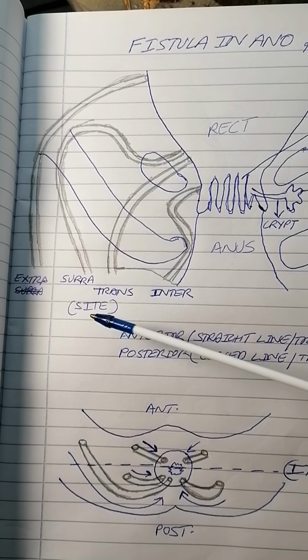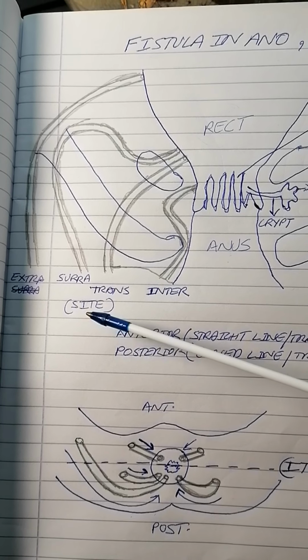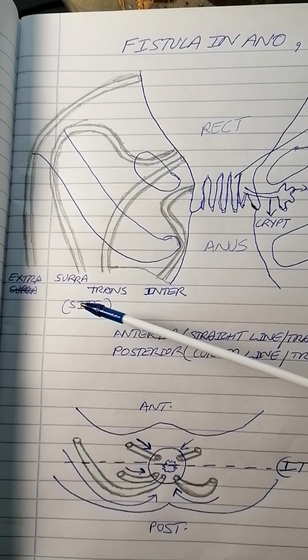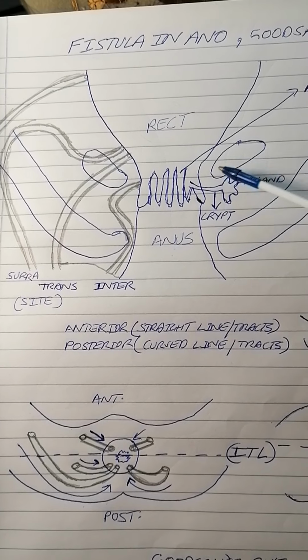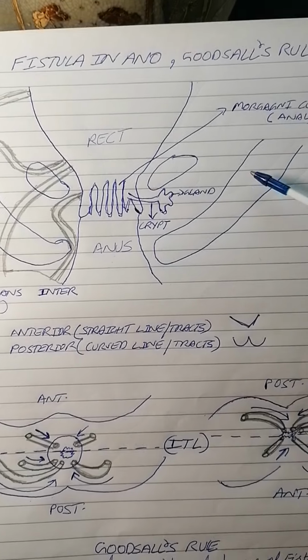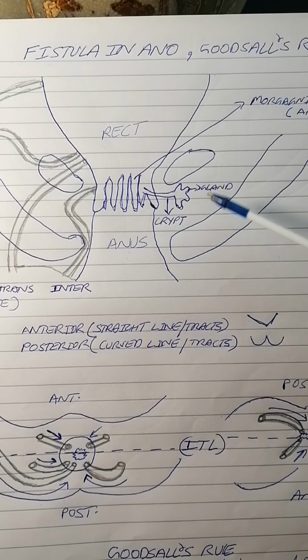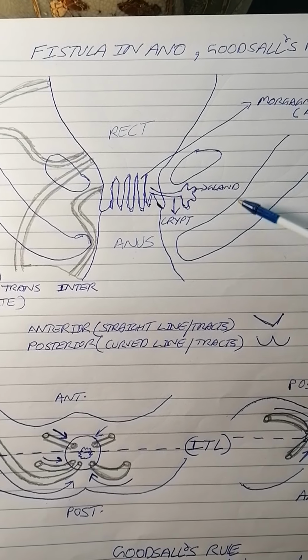Then let's go with I. So I is inter. Since inter means between, it should go between these two sphincters. Yeah, it should go between this sphincter and this one, the external sphincter, between the internal and external sphincter.